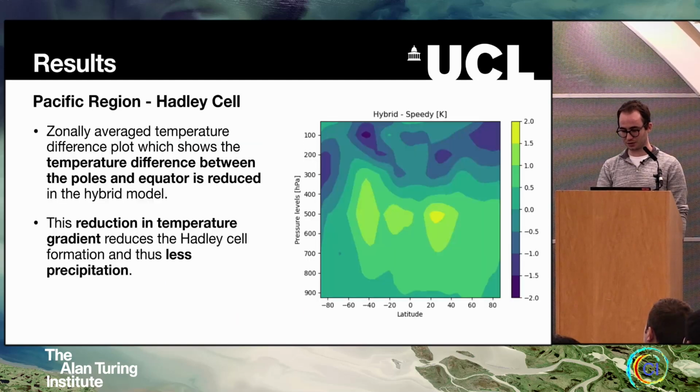In others, we've also been looking at the Hadley cell. And again, I'm not the right person to explain the Hadley cell to people, but for those who do understand it, what we're looking at here is the difference between the Hadley cell just to the west of Mexico, where we saw that particularly big change earlier. This is looking at the difference between the Hadley cell in the hybrid and the SPEEDY run. And you can see that the reduction in the temperature gradient starts to explain some of the less precipitation we're getting around the mid-latitude areas.